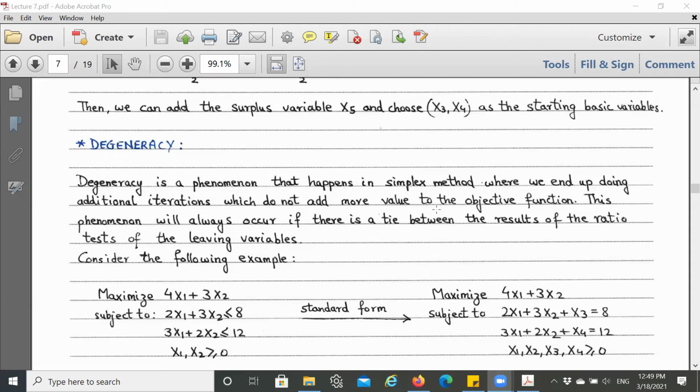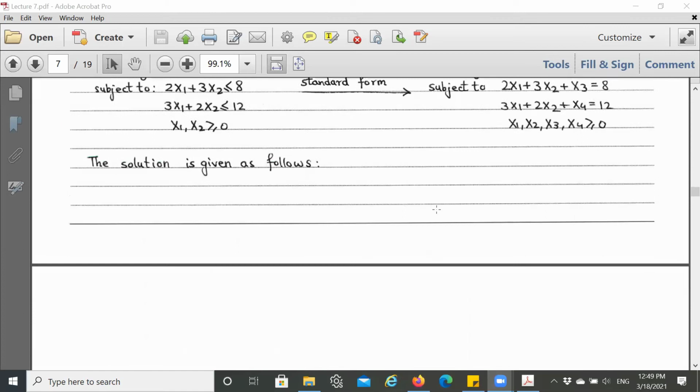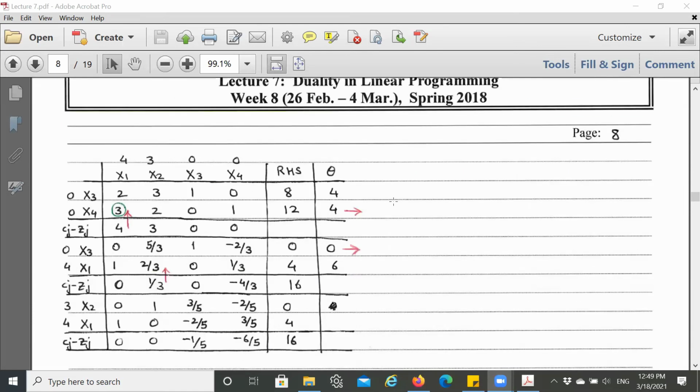When do you have a degeneracy case in your simplex table? It occurs when this ratio, remember this ratio thing that I talked about, 8 divided by 2, 12 divided by 3, 4, 4. Whenever you get the same value for two of the ratios, okay? No matter which one you choose, it will always result in some extra steps.